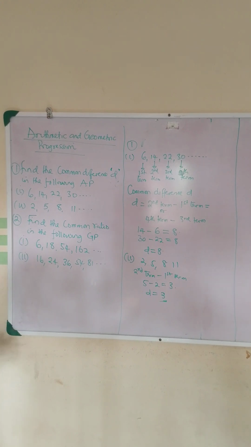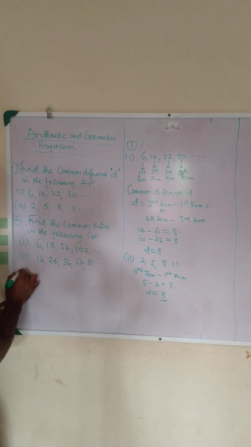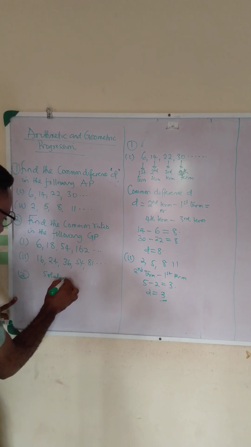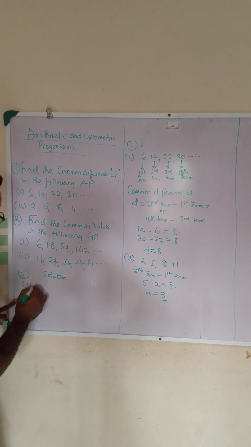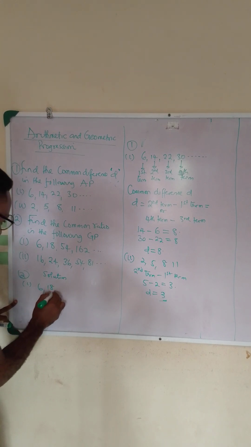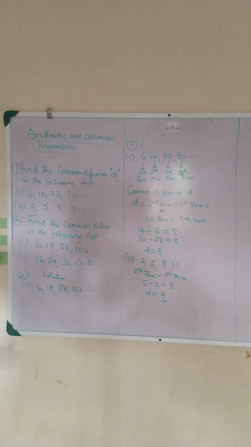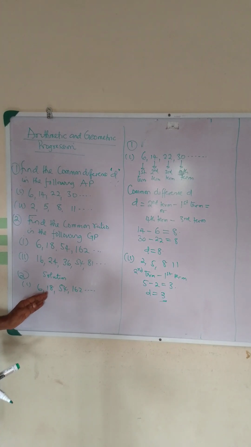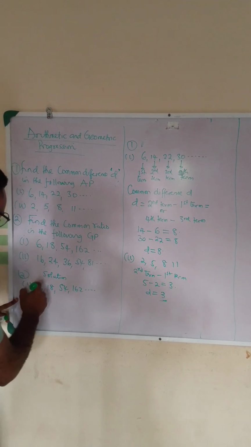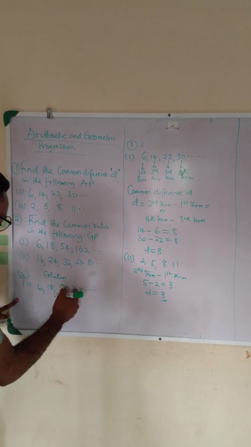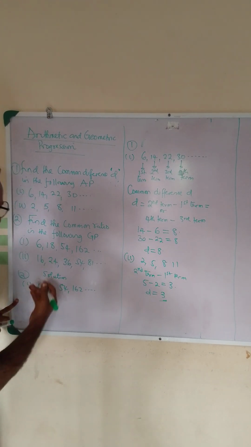Let's go to question number 2. Solution. We have I: 6, 18, 54, 162, and so on. In this one, it's the second term divided by the first term. This is the first, second, third, fourth term. For this one, we are looking at the common ratio.